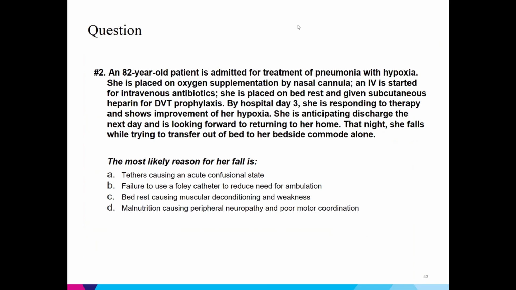The most likely reason for her fall is: A, tethers causing an acute confusional state. B, failure to use a Foley catheter to reduce the need for ambulation. C, bed rest causing muscular deconditioning and weakness. Or D, malnutrition causing peripheral neuropathy and poor motor coordination. Again, the question is the most likely reason for her fall.